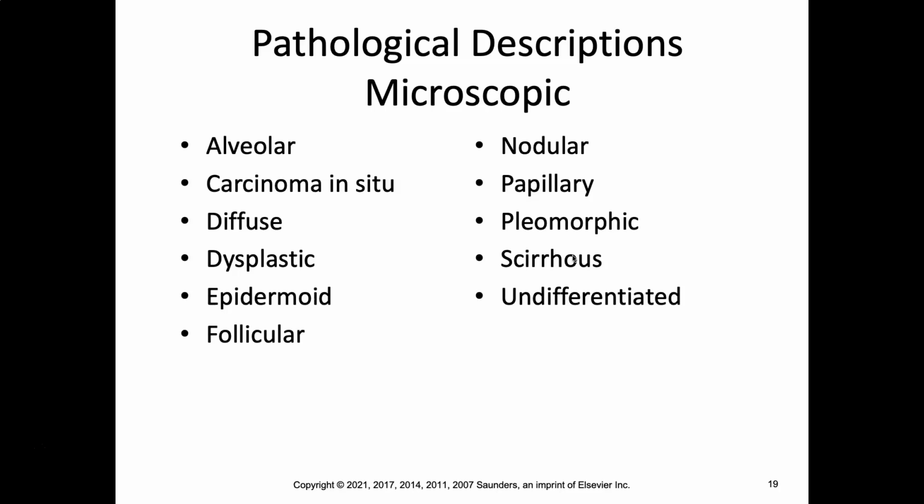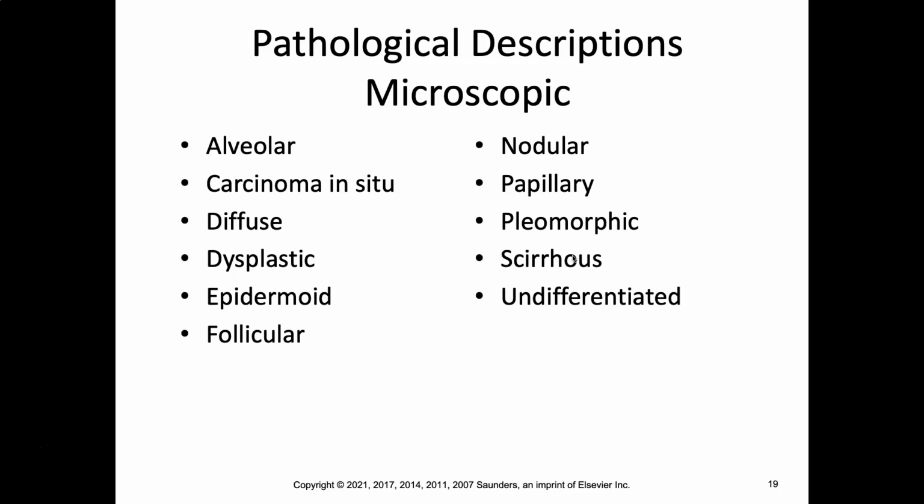Microscopic. This is the second part of what a pathologist does. The first is they look at it with their eyes and come up with a gross description. Then they put it under a microscope and look at it at a more detailed cellular level. So terms that you might hear would be alveolar, think lungs, carcinoma in situ, diffuse, dysplastic, epidermoid, follicular, nodular, papillary, pleomorphic, scirrhous, and undifferentiated.